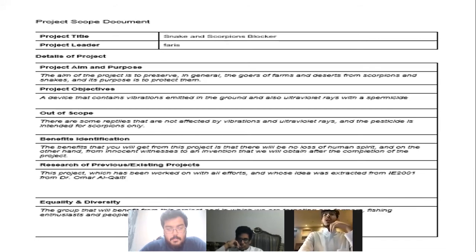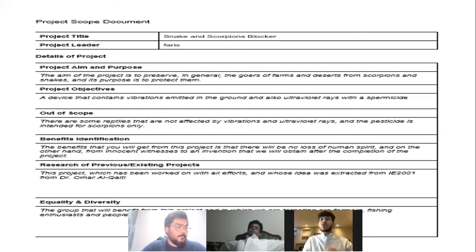It's expert judgment and data analysis, which includes alternative analysis, and decision making, which is multi-criteria decision analysis, and interpersonal and team skills, which includes facilitation. And the fifth thing is product analysis. What we will get as output is the project scope statement, as you see here in the slide, and project document updates.